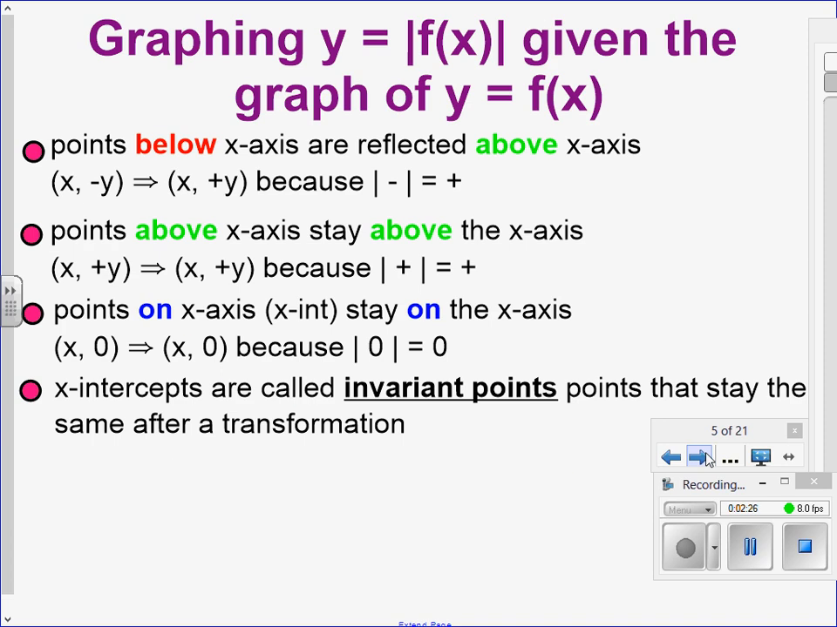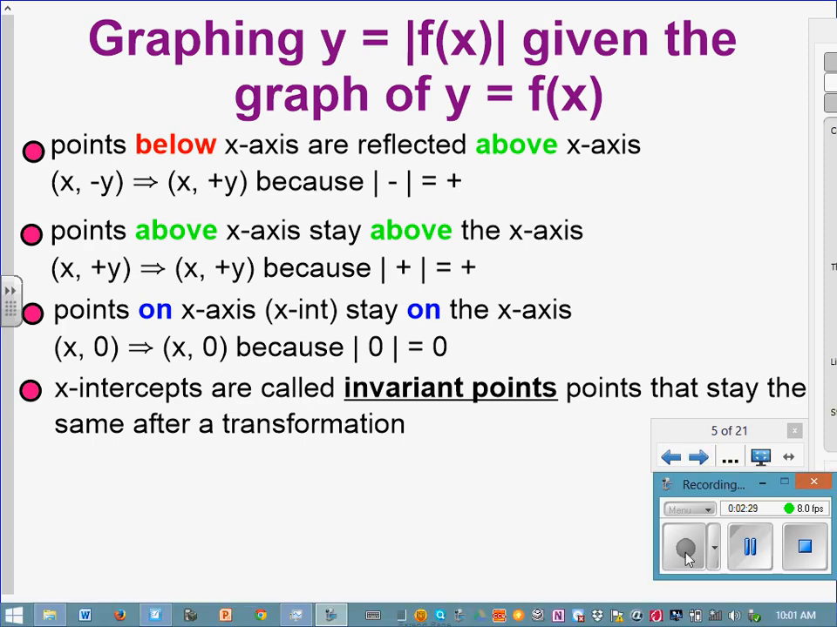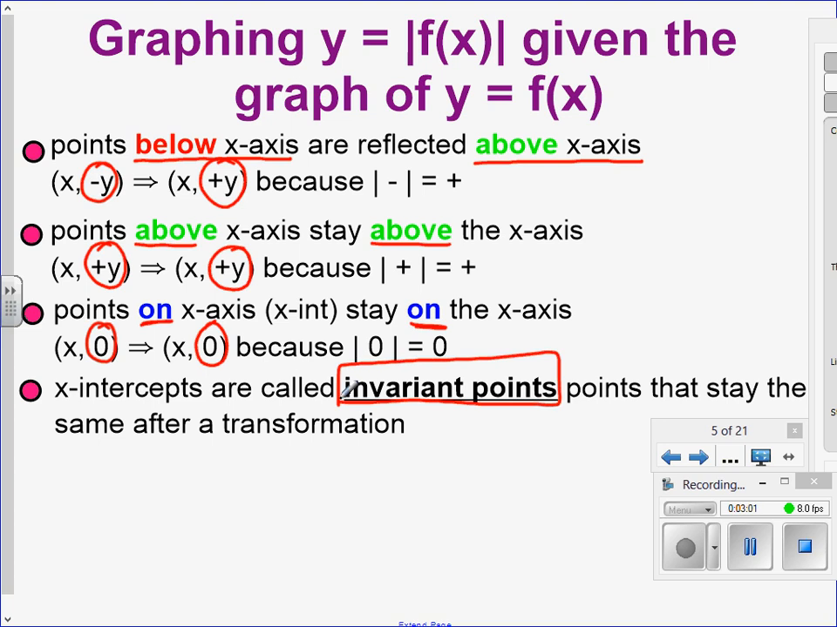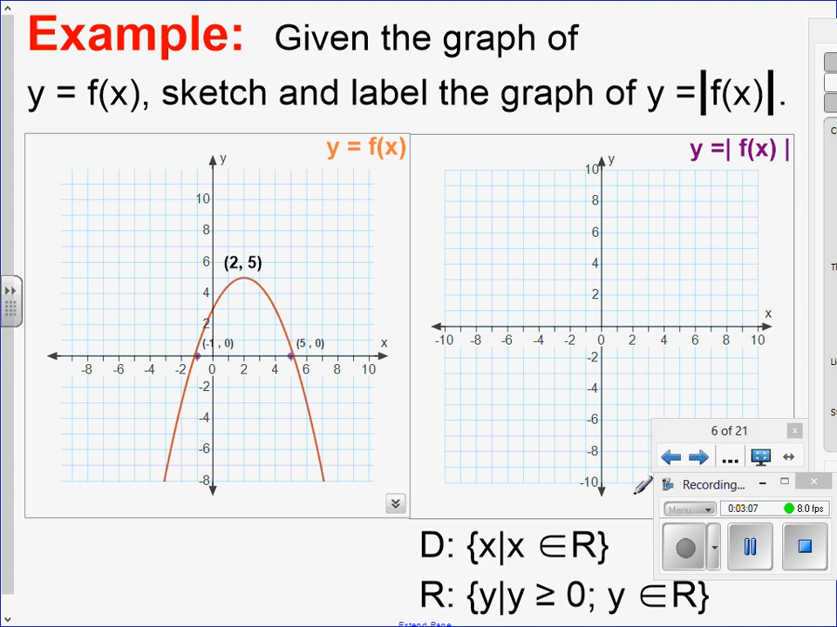Let's look at the steps for what we just did. So we saw that any points below the x-axis were reflected above the x-axis. That's because if I have a negative y value, when I take the absolute value, it becomes positive y. Any points above the x-axis stayed above. That's because the absolute value of positive y stays as positive y. And then points on the x-axis stay on the x-axis. And that's because the absolute value of 0 stays as 0. And this is called invariant points, meaning they stay the same after I take the absolute value. So we're going to use that to graph absolute values.